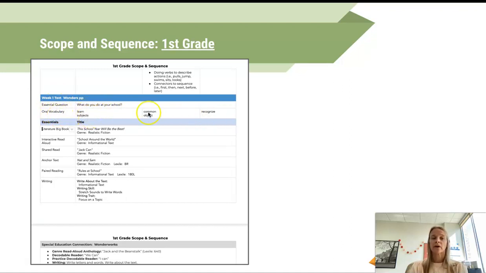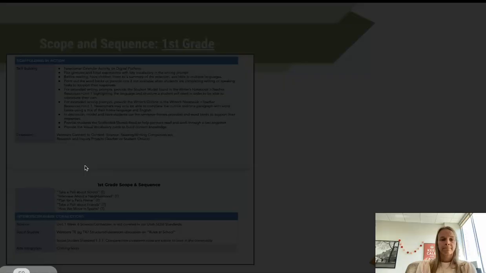You also have your essential components of those text sets that we've been talking about for that year 1 implementation. So you have your literature big book, your interactive read aloud, your shared read, anchor text, your paired reading, and then you also have that essential piece of that writing and what you're going to be focusing on for that week, because we definitely want the students to have access to that writing piece, that application.